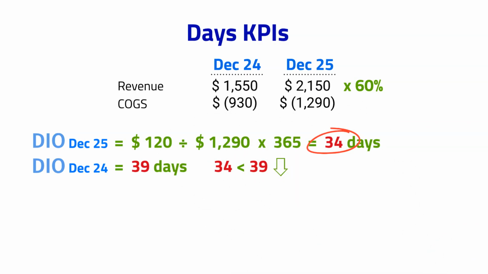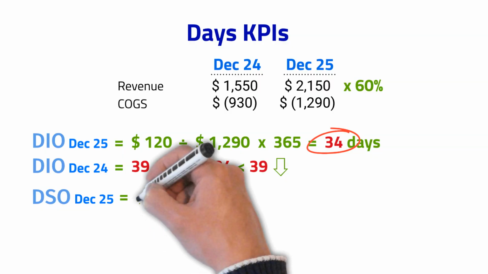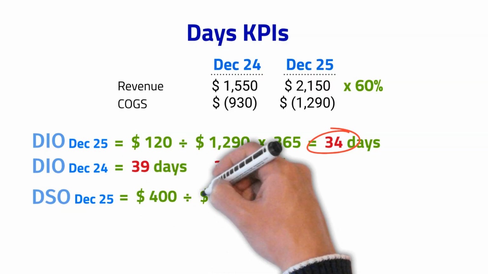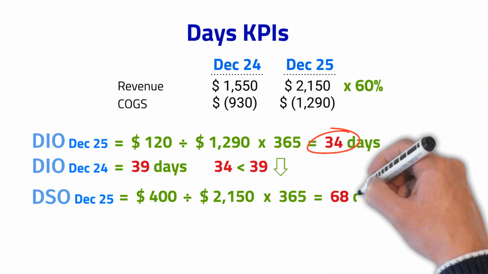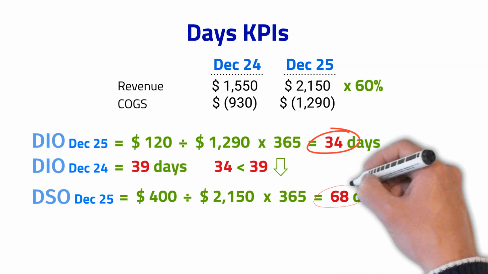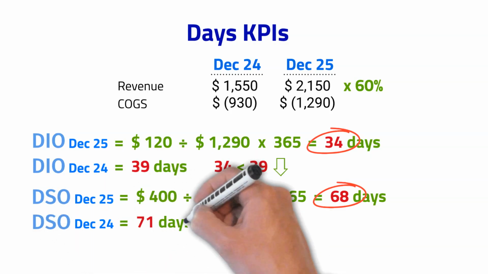Quite an improvement. Now let's move to receivables. To calculate days sales outstanding in December 2025, we divide 400 by 2150 and multiply it by 365. The result is 68 days. In December 2024, DSOs were correspondingly 71 days.